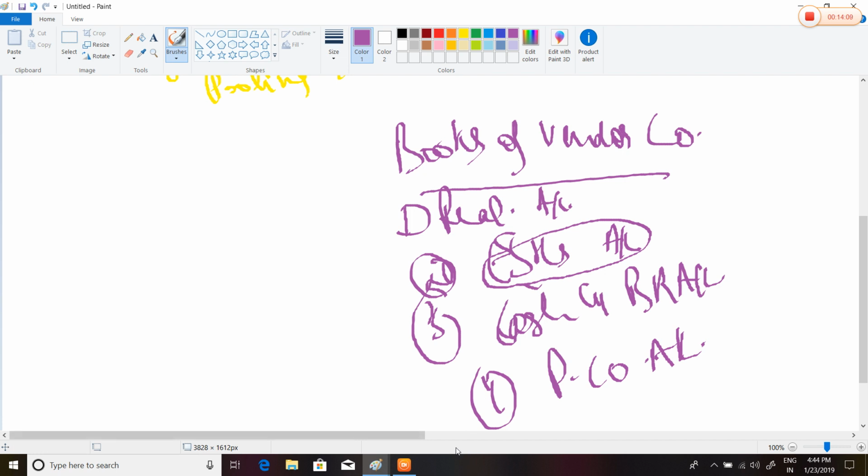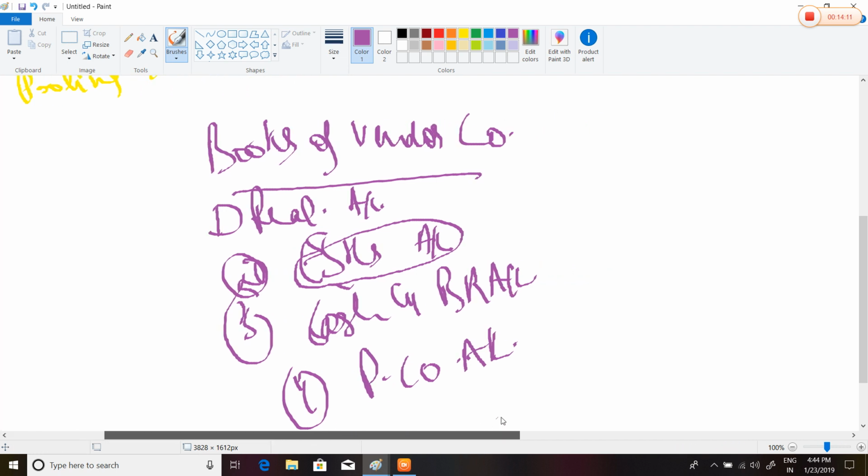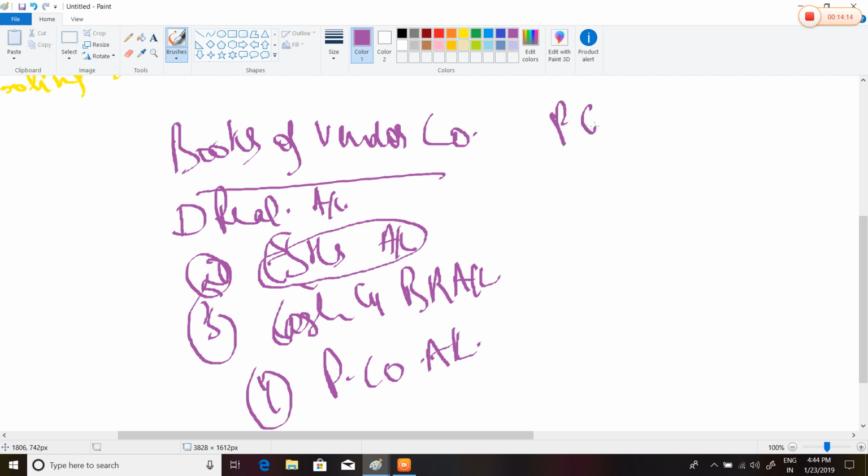And in case of the purchasing company, we'll be putting loads of entries, and especially entry number 2 will carry the highest weightage in the question, because it will be a very huge entry. Now let's start with the sum.